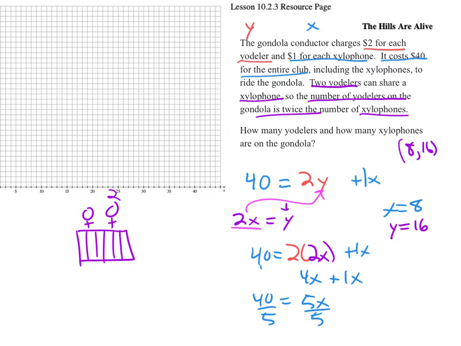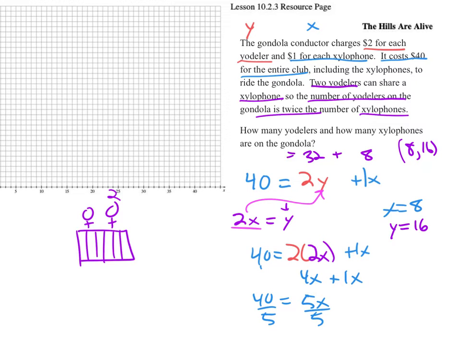And again, I've got twice as many of the yodelers as compared to the xylophones. If I go and check this price, well, 8 times 1 would be $8 there, and 16 times 2 would be $32.